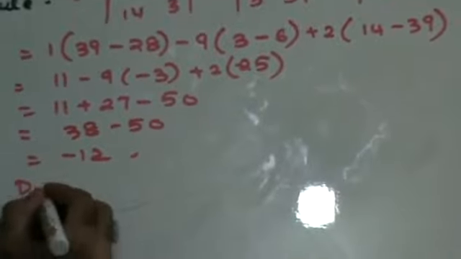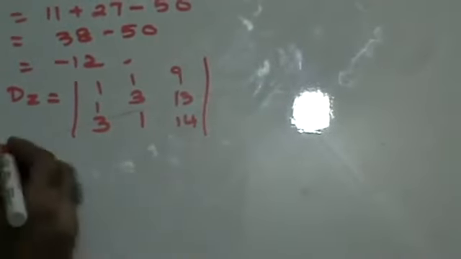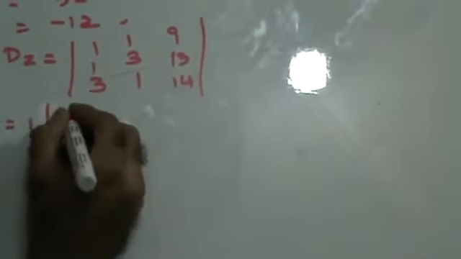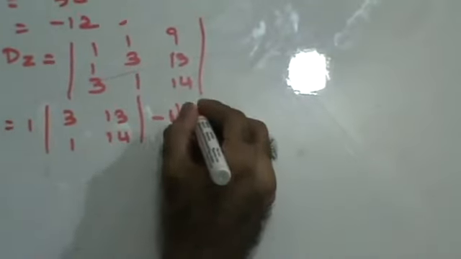How do I find out dz? In your determinant d, substitute the z coefficients with the right hand side. So in that case, this will be 1, 1, 3, 1, 3, 1 and 9, 13, 14. Right? So in that case, this will be first element of the first row. So this will be 3, 1, 13, 14. Second element of the first row, minus 1. Wait, I'll just write this again.